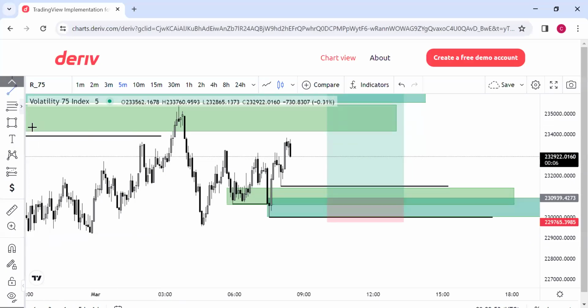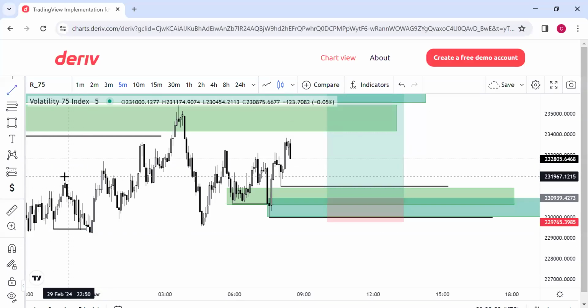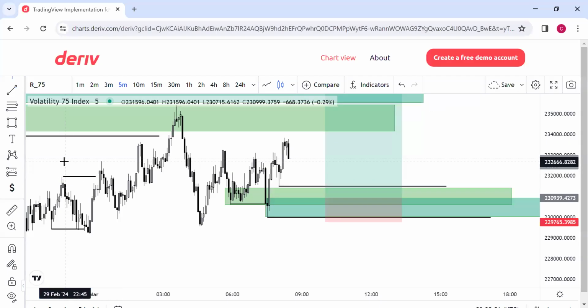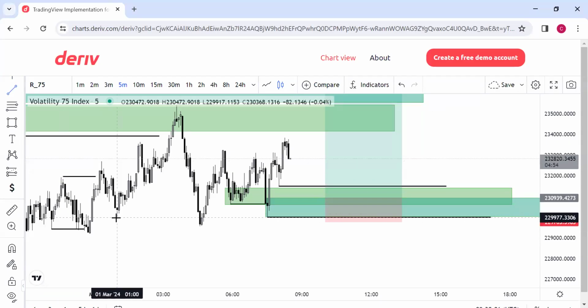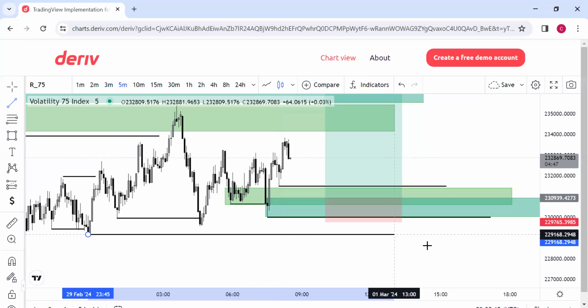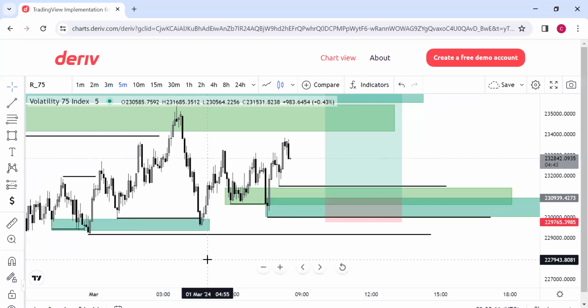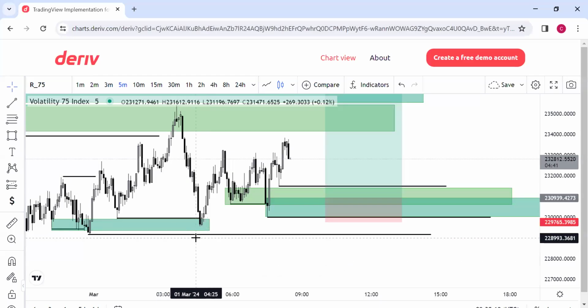Look at this. Look at this sweep here. Look at this, rule number 2, break of structure. Rule number 3, retracement. Right? This retracement gave us structural liquidity. Look at this, protected low. And it respected it.